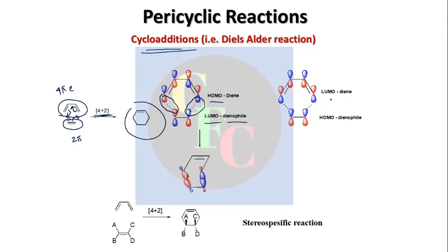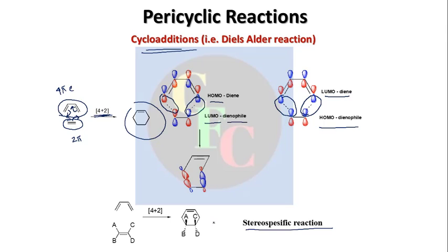But if you take the other way, that means if you take the LUMO of the diene and HOMO of the dienophile, then also you can form these overlaps, right? So you can take either. Just remember that in the case of cycloaddition reactions, you have to consider HOMO of one and LUMO of the other, right? Now this is the only way you have to overlap. Here also, this is a stereospecific reaction, right? So if you have different kinds of substituents here, they will give rise to different isomers of the product.